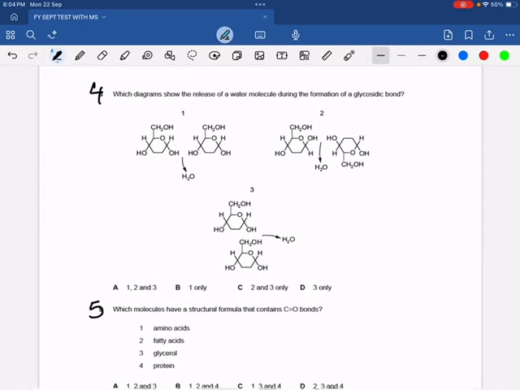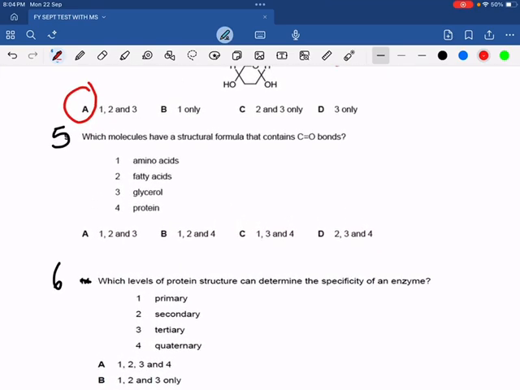Which diagrams show the release of water molecule during the formation of a glycosidic bond? So glycosidic bonds are being formed in all three. This one also, this one and this one, and there is a release of water. So the answer is A. The molecules that have a C double bond O in their structural formula, of course, amino acids and fatty acids and proteins, but not glycerol. So the answer is B.